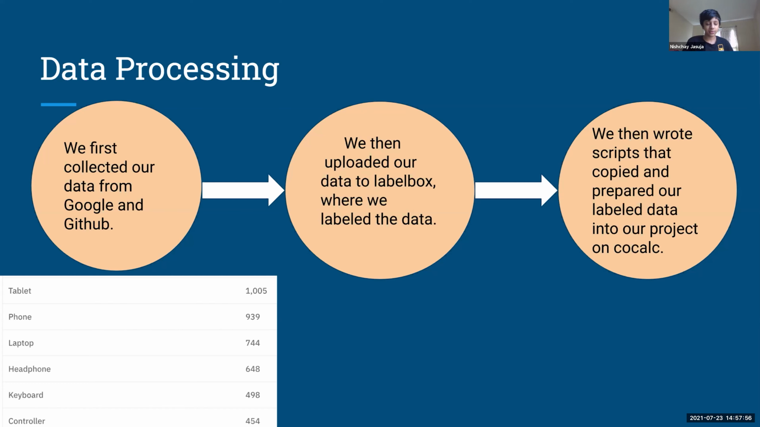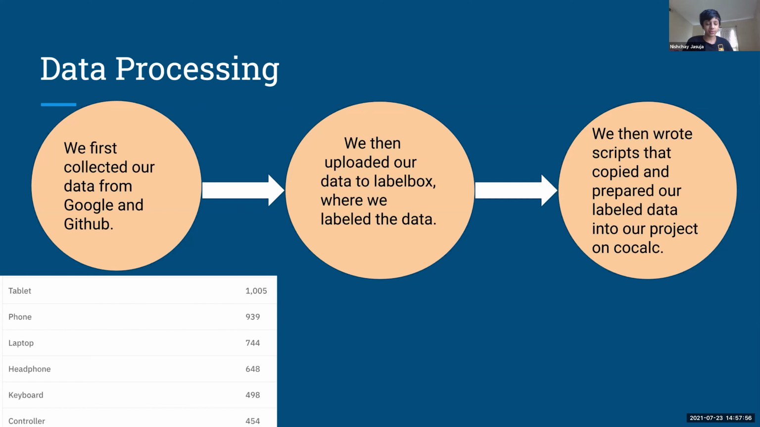Okay, so as Peter mentioned, we had to collect a lot of data. I'm really sure a lot of other groups had to. And it was one of the most arduous processes of the whole program. And then after we collected the data, we uploaded the data to a website called Labelbox, which is a tool that we use to label the data. Basically, in every image, we labeled the items in the image among 6 categories: tablets, phones, laptops, headphones, keyboards, and controllers. And you can see how many of each image we labeled right below.